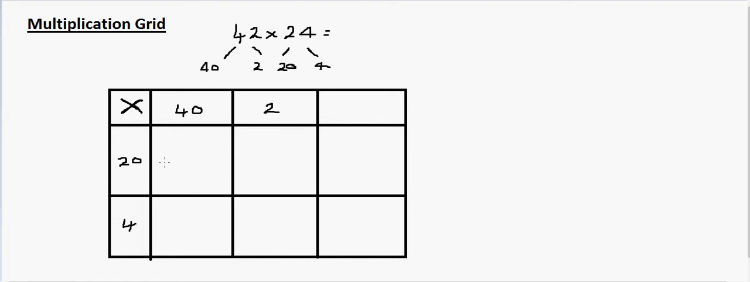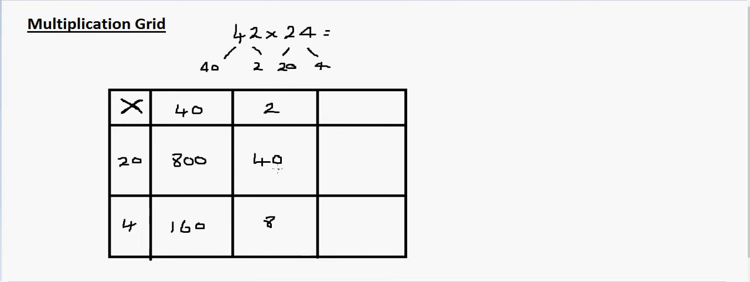Okay, so 20 times 40, now that will give me 800, and then 20 times 2 will give me 40. So you can see that we're multiplying each thing out separately. Now 4 times 40 is 160, and then 4 multiplied by 2 is 8. So all we need to do now is add these 4 boxes together.